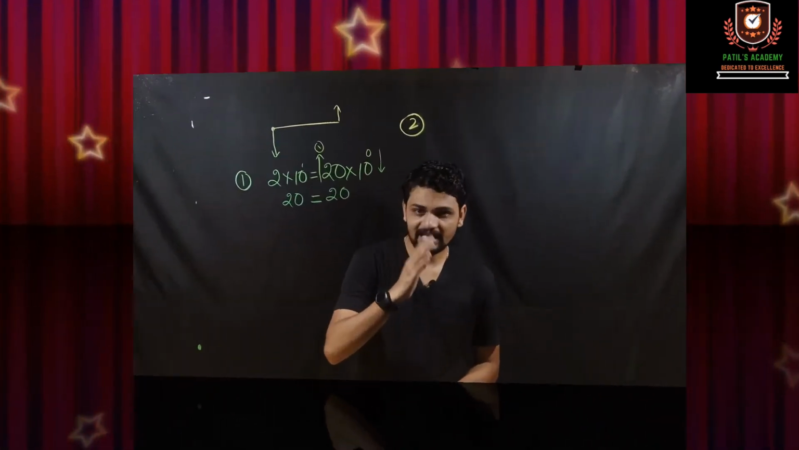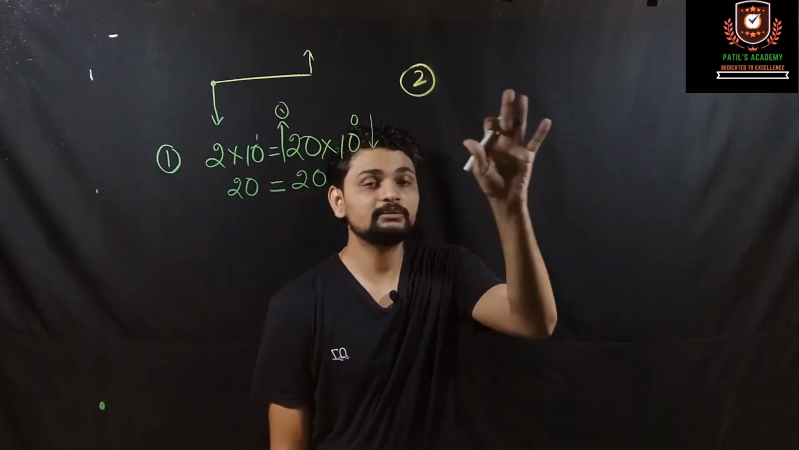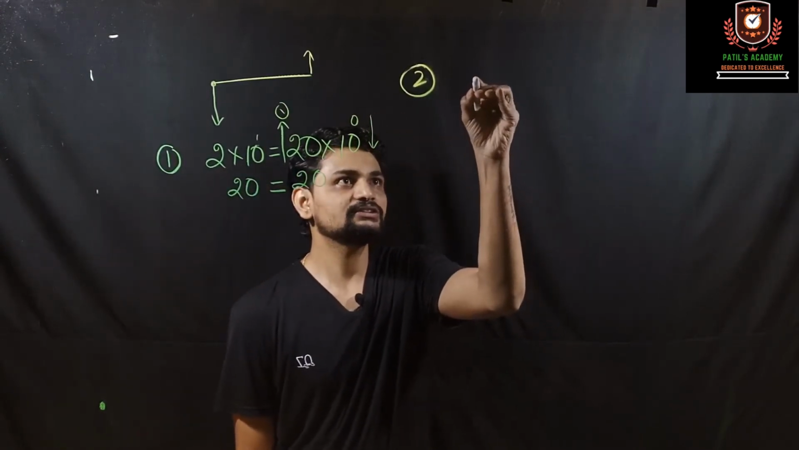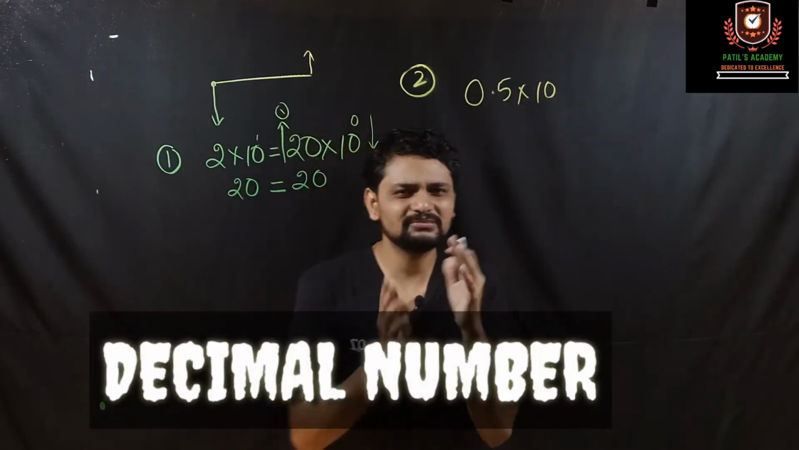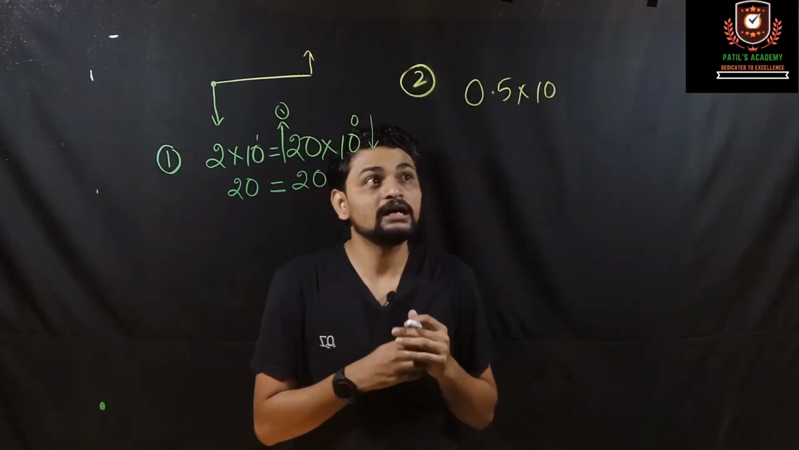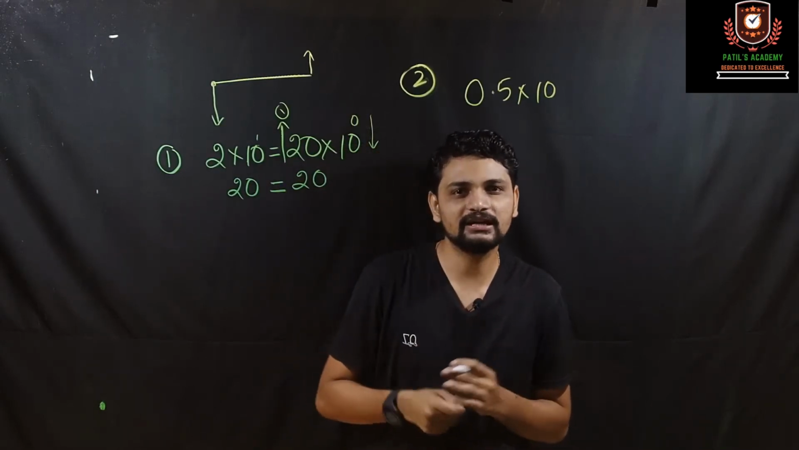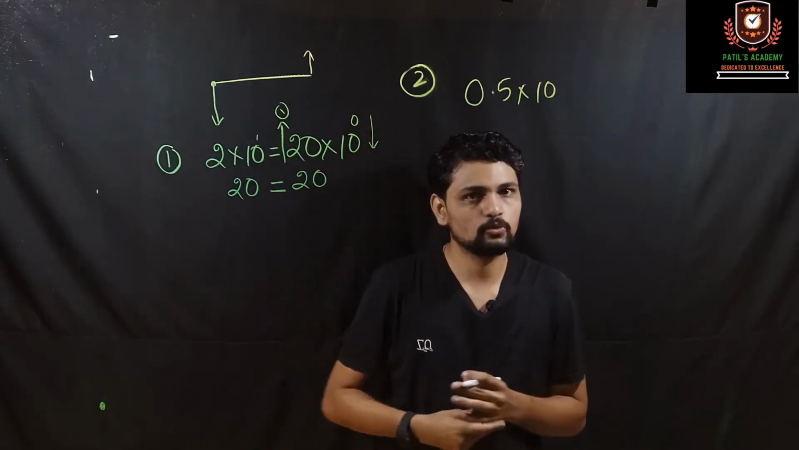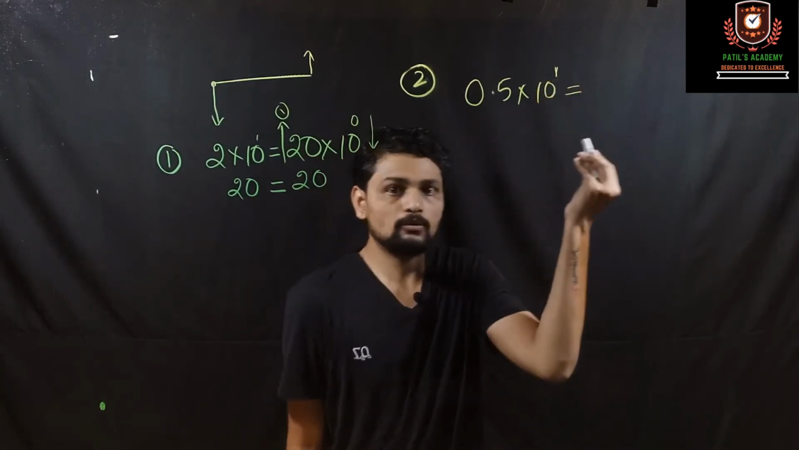Let me take one more example, students. In the first example I took a natural number. Let me take a decimal number now, that is 0.5 into 10. I'm starting with simple basic numbers so that I can prove it, because if I take a bigger number, it will take more time to prove. 0.5 into 10 is there. If it says 10, by default power 1 will be there.